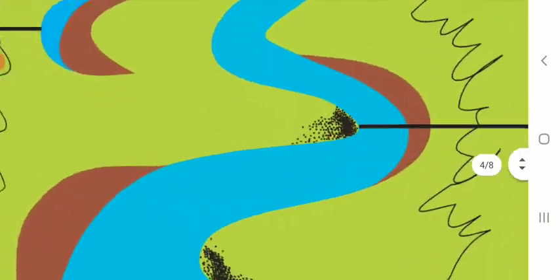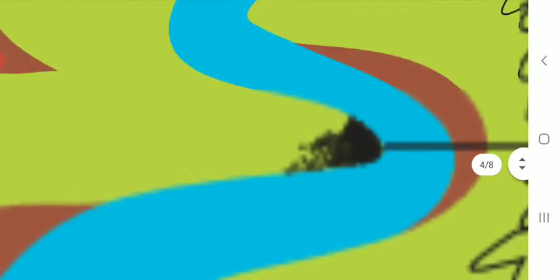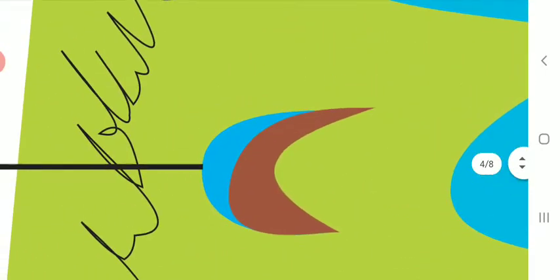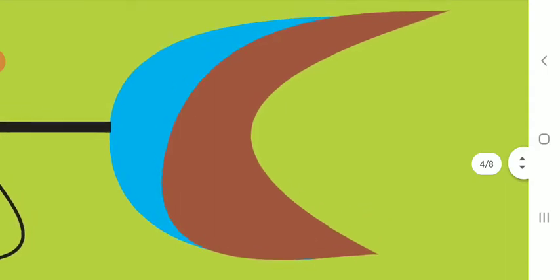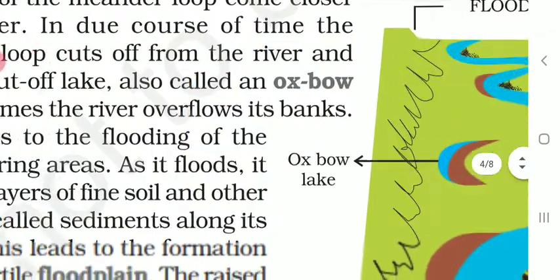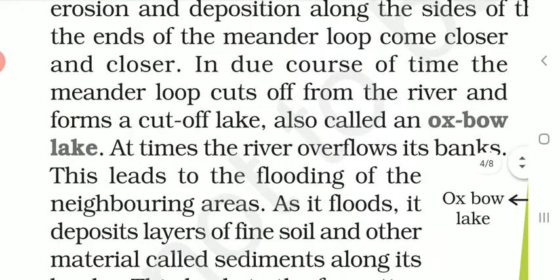When these kinds of loops are completely cut out, and these loops form such small lakes, these kinds of lakes are called cut-off lakes, or these are also called oxbow lakes. These oxbow lakes are formed from the continuous erosion of the river course at the place of the meander, and then this kind of oxbow lake forms.